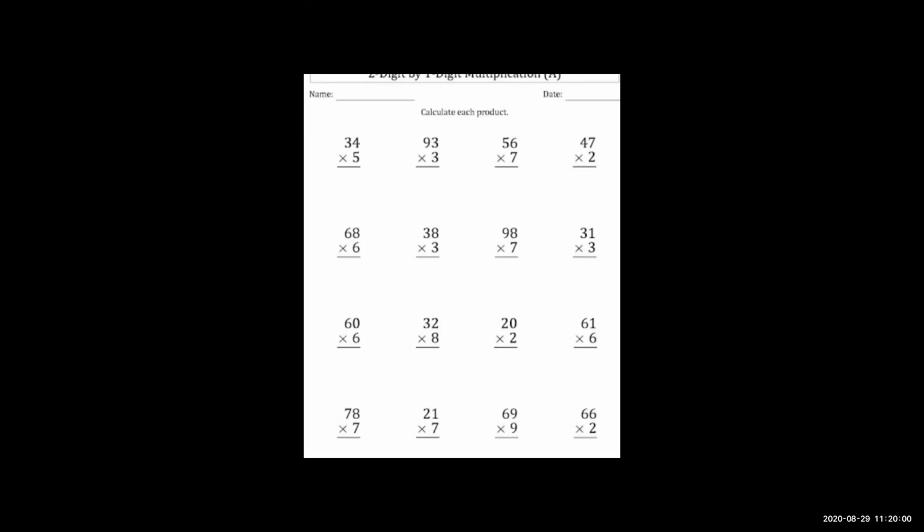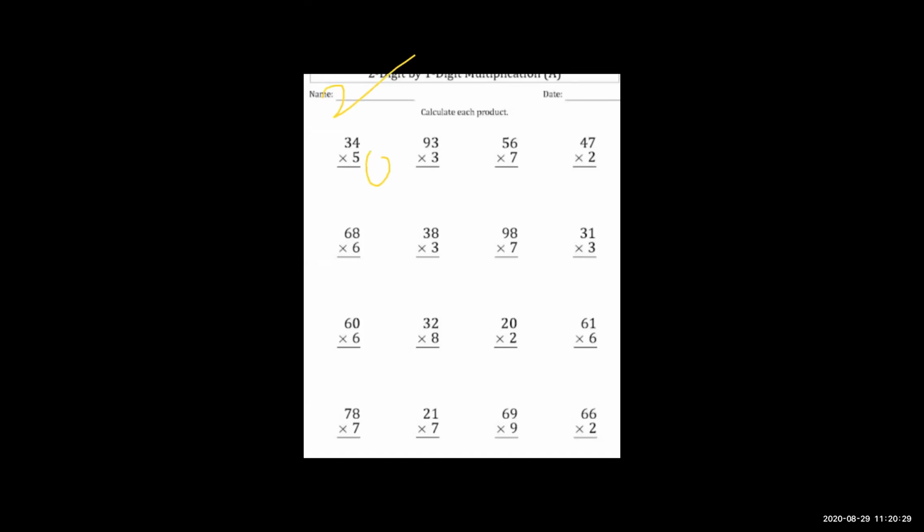4 into 5. Don't give the direct answer. 4 into 5, tell me. 4 into 5, 20. So 2 is carry here. Understood? 2 is carry here. And 0 is downside.